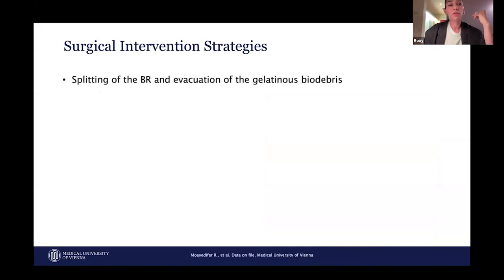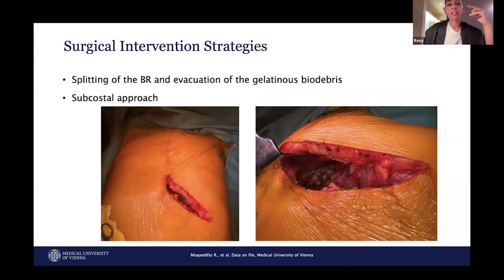Another approach that you could go for is also the subcostal approach. It's an oblique incision. This is a rather big one because it was a redo. It was not a redo due to obstruction. It was a redo because we had to do a pump exchange before in this patient due to infection. So we used a rather large incision.